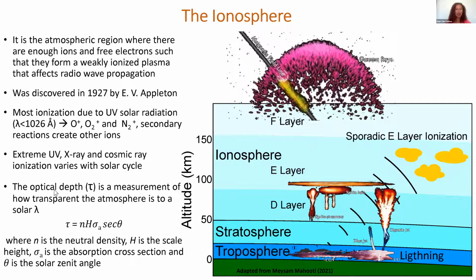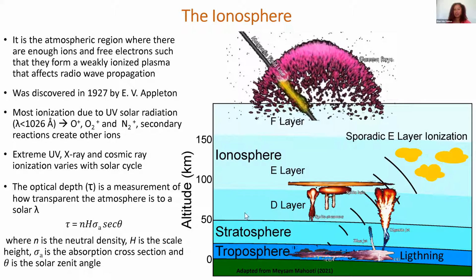There is a quantity called optical depth that's defined by this equation and is a measurement of how transparent the ionosphere or the atmosphere itself is to the solar radiation. So here in this equation, N is the neutral density, H is the scale height of the atmosphere, sigma A is the absorption cross-section, and theta is the solar zenith angle.